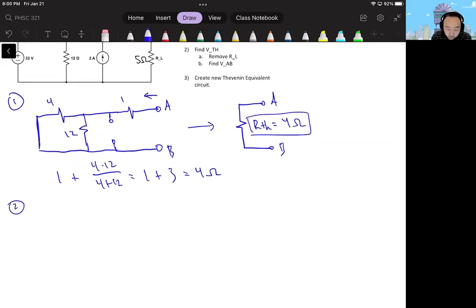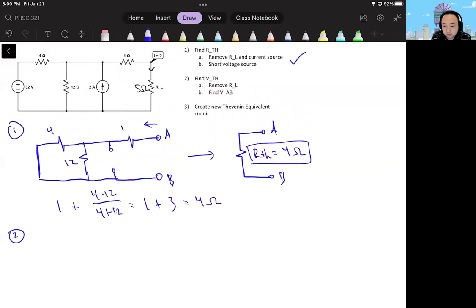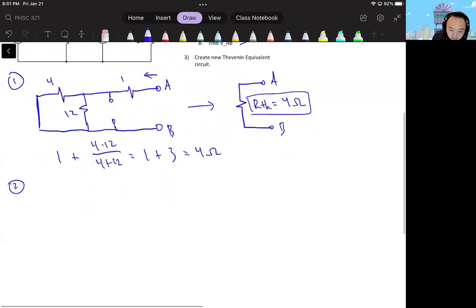Second step here, what we want to do now is find the Thevenin voltage. Here we want to begin with the circuit again, but now remove RL, and then find VAB. So what does that mean? When I say remove RL, we are going to remove the load resistor, and then find the voltage across A and B. So what does that look like?